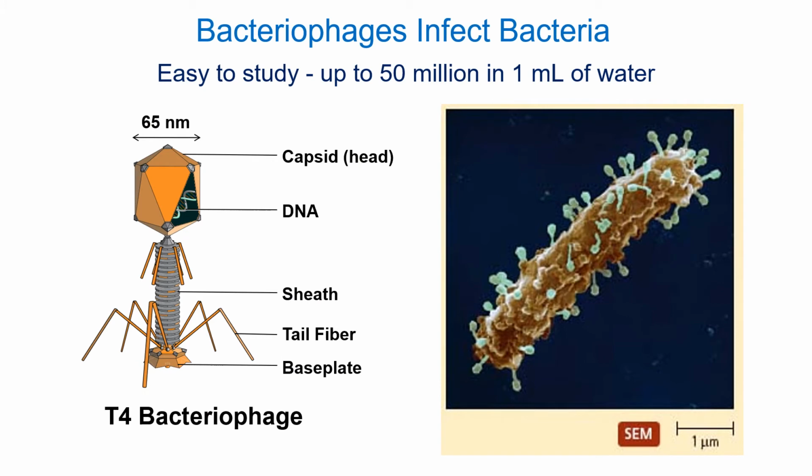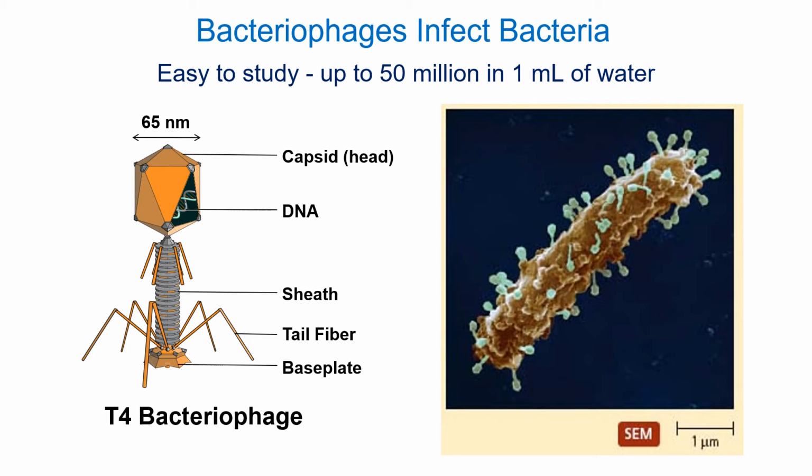Let's take a look at the life cycle of a virus. And we'll start with the bacteriophage because they are a little bit easier to understand. They're also very easy to study, so they're quite easy to raise in culture in a laboratory setting. So once again, we have our capsid that contains DNA, and then below that we have a sheath that connects the capsid to a base plate and tail fibers.